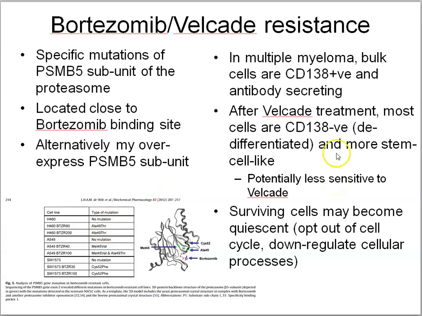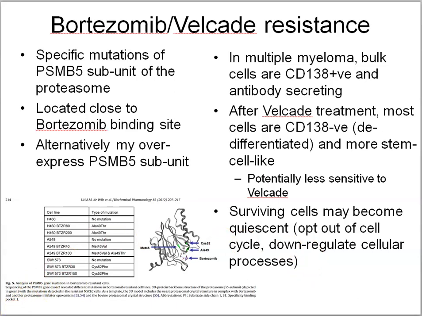So what you effectively can do is kill off the bulk population with Velcade, but you leave behind these cells, and these cells then can continue to grow. They have a slightly different behaviour, they're more primitive, more stem cell like, and less sensitive to Velcade. So you tend to get outgrowth of CD138 negative cancer cells, but you can easily kill off the CD138 positive cancer cells. And these surviving cells may become quiescent, so opt out of the cell cycle, downregulate cellular processes like protein synthesis, and therefore are, by definition, less sensitive to the proteasome.